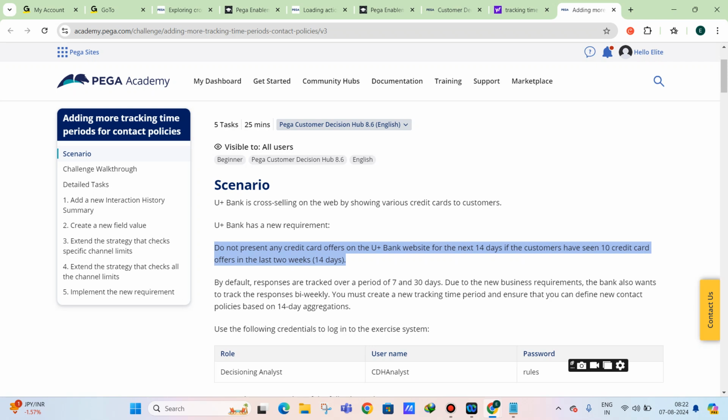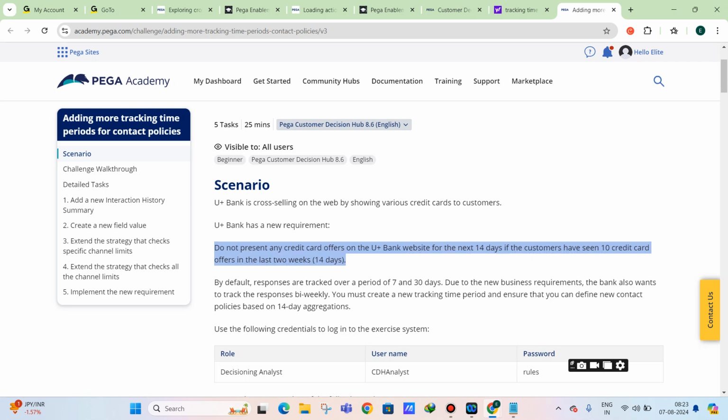It's not only one credit card, it's on multiple credit cards. The customer has made 10 impressions, that means he has seen 10 credit card offers on the website. That's what we are saying. When that is done, we are not supposed to show all the credit card offers. So we are saying here any credit card offers, right?